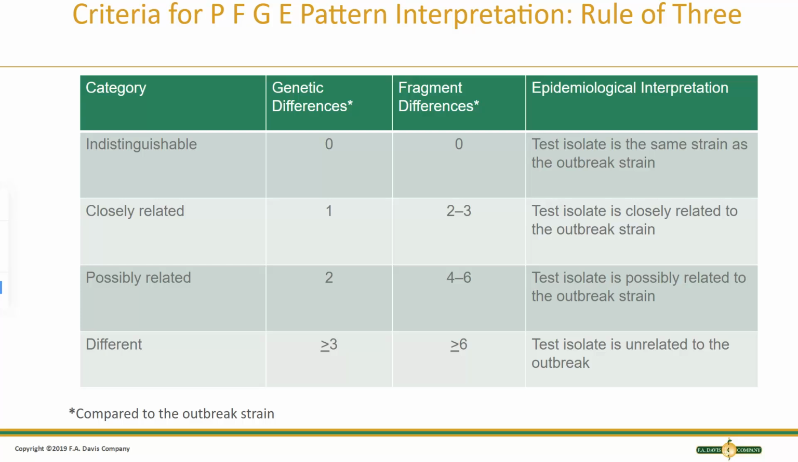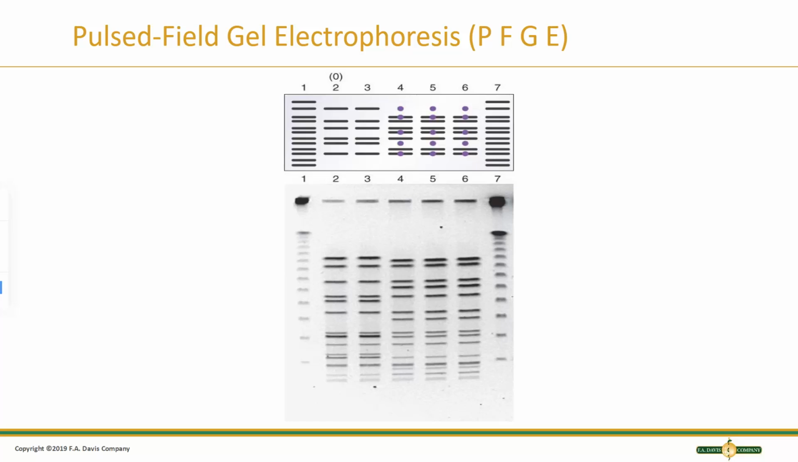When we do the criteria for PFGE pattern interpretation, we use the rule of 3. If they're indistinguishable, there are 0 genetic differences and 0 fragment differences. Closely related, possibly related, and different are listed here. And then this would be a PFGE that we would run out to make that determination.